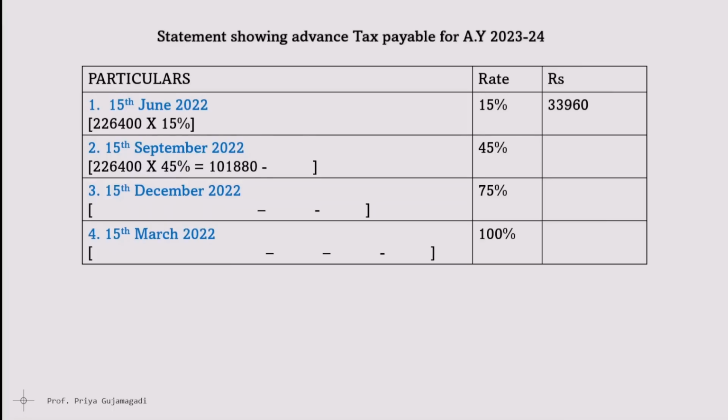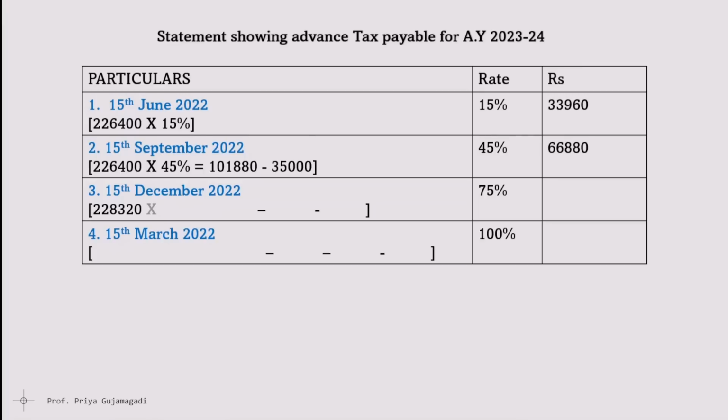1,01,880. But in that 1,01,880, in the first installment we have already paid 35,000. This will be given in your question. You have to refer to that question now. We have paid 35,000, so the remaining will be 66,880 payable in this installment. Next, 15th December, 2,28,320. In the question I already explained, the first two installments we calculate on the beginning income, and the next two, third and fourth installments, we calculate on the revised income. So as per our solution, revised income is 2,28,320.